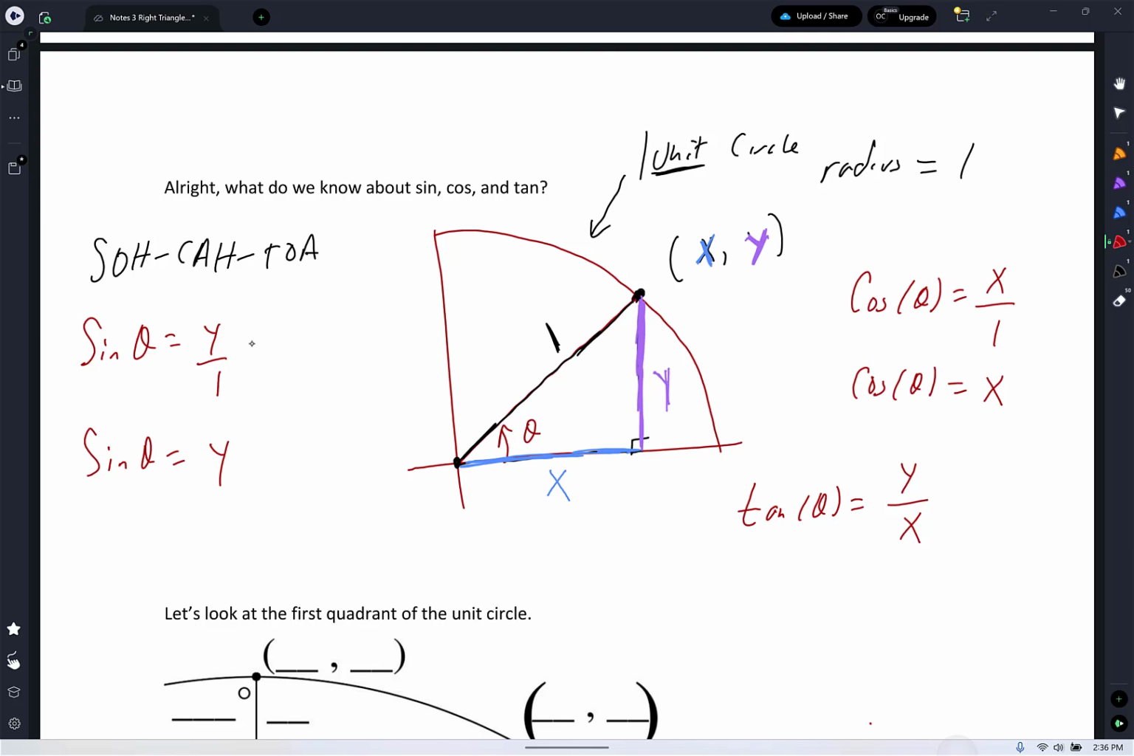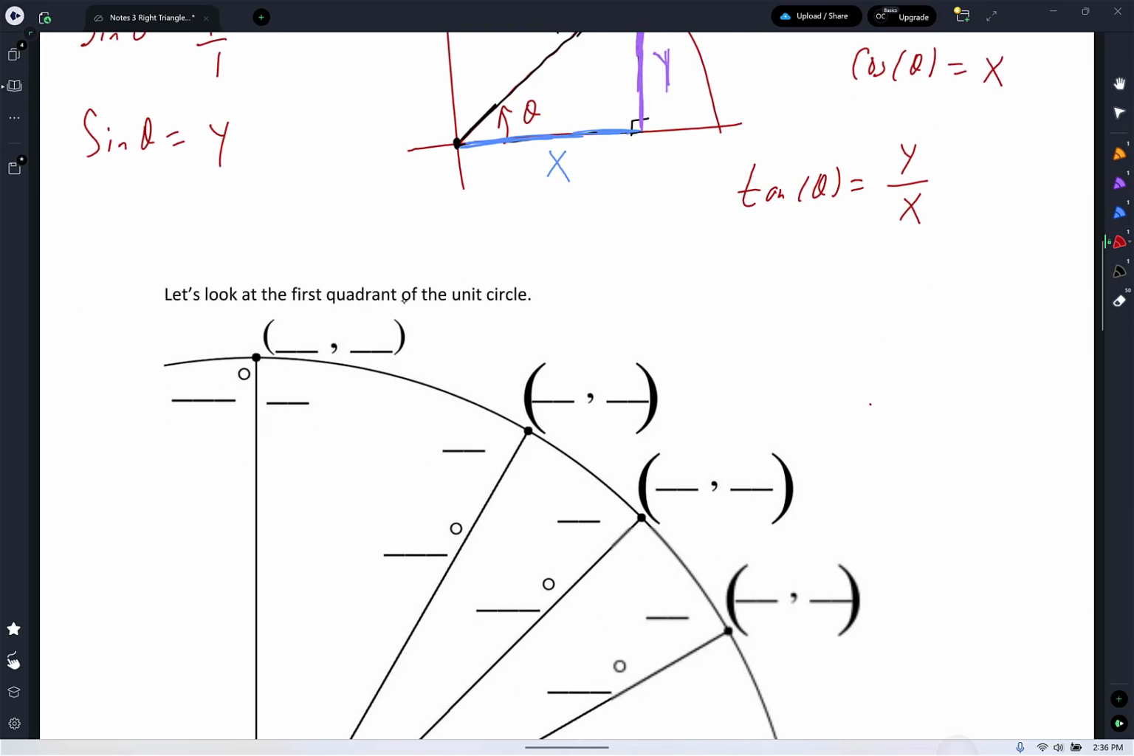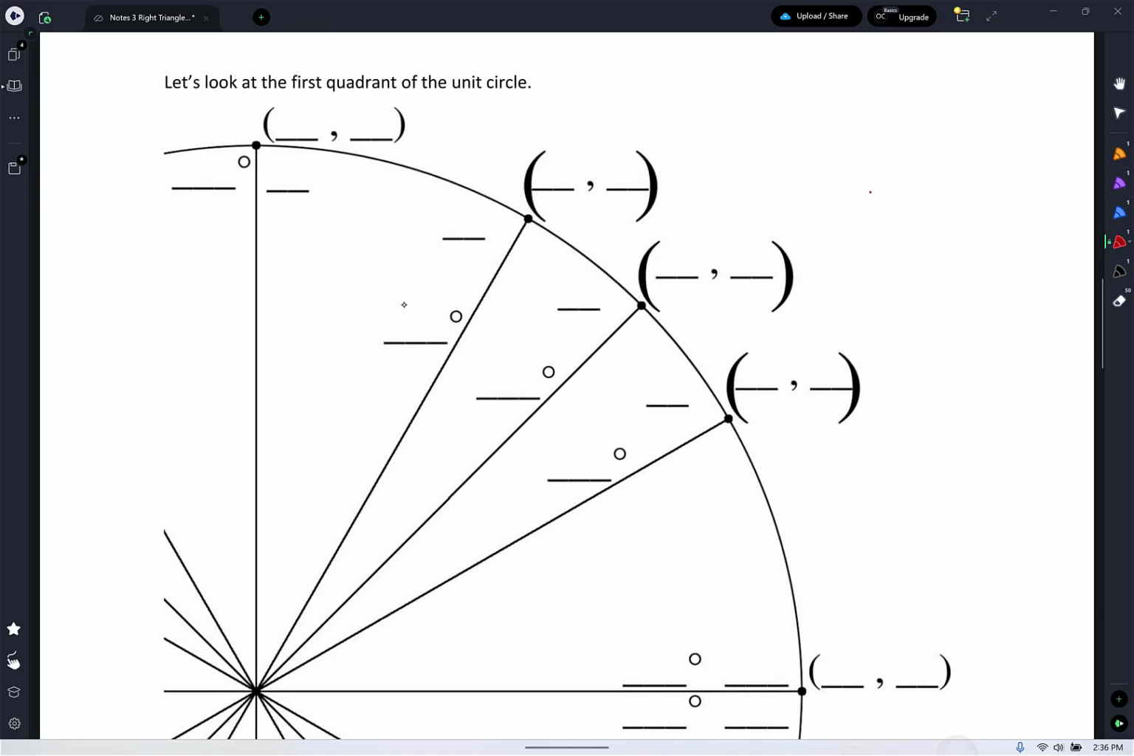Perfect. All right. Now we're going to go down to this dude. And don't worry, we're going to reference where we can. And you see that degree symbol? Those are special angles. That's 0. This one's going to be 30. This one's going to be 45. This one's going to be 60. And this one way up here is going to be 90 degrees.